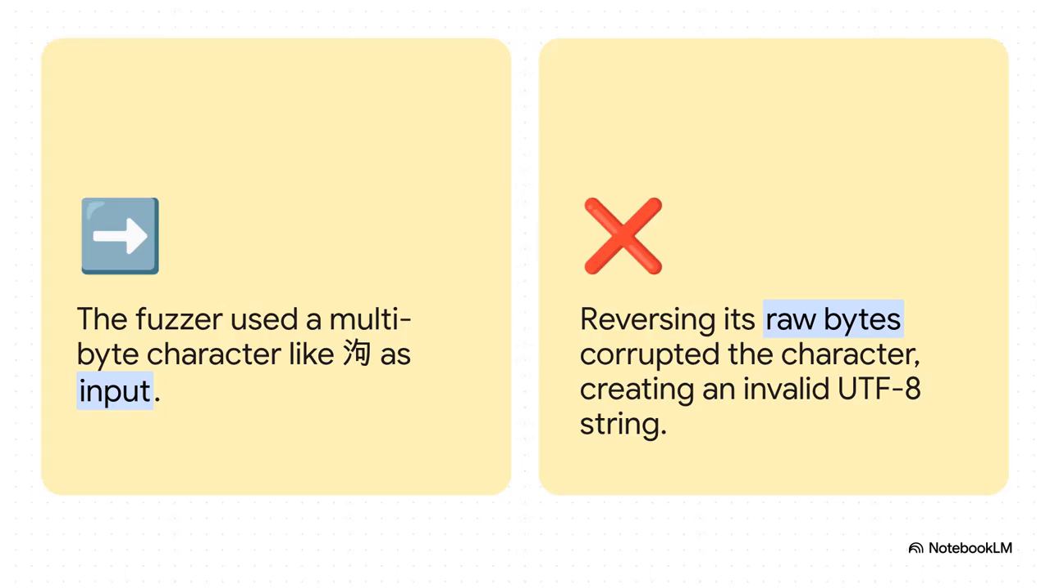And here is our culprit. The fuzzer fed our function a multi-byte character, like this Chinese character. Since our function was just reversing the raw bytes, it completely scrambled the sequence of bytes that makes up that single character, and the result is just invalid UTF-8 garbage.